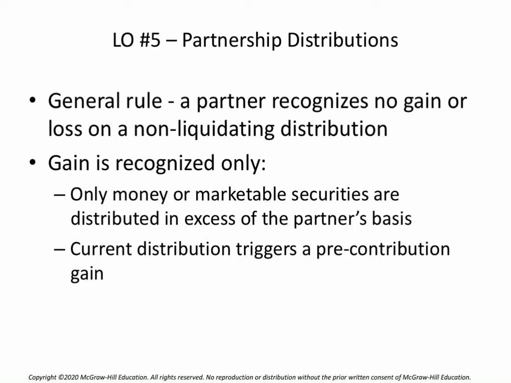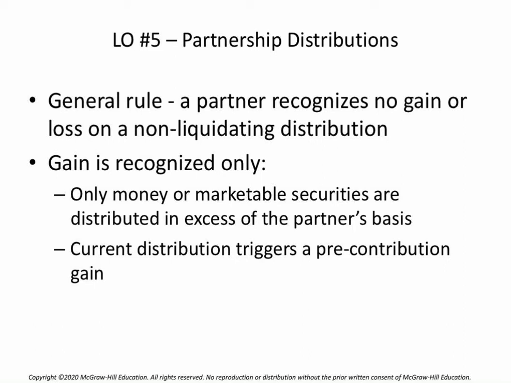Gain will be recognized if money or marketable securities are distributed in excess of the partner's basis. And look here at the two prongs that we have. The first is whether money and marketable securities are involved, so not property. And the second is that it has to be in excess of the partner's basis. We can reduce the basis until we hit 0, but we cannot go negative for the basis, so we would recognize gain.